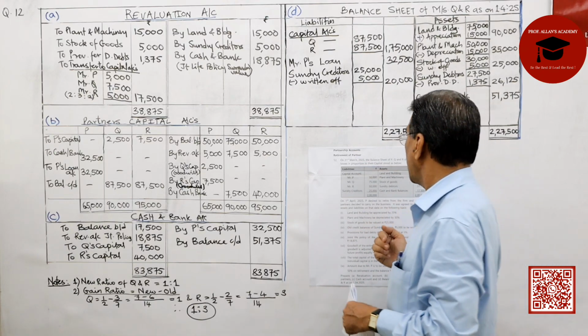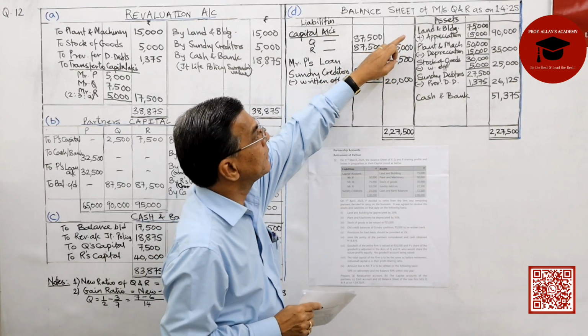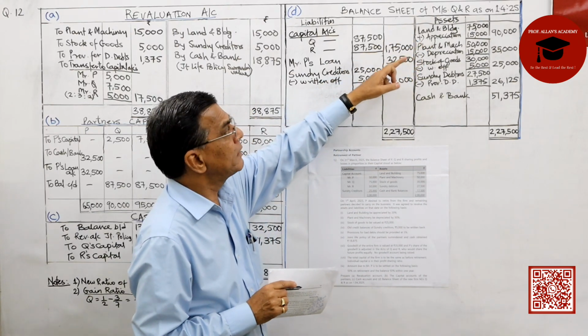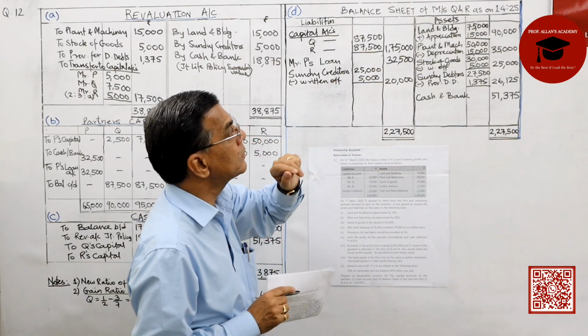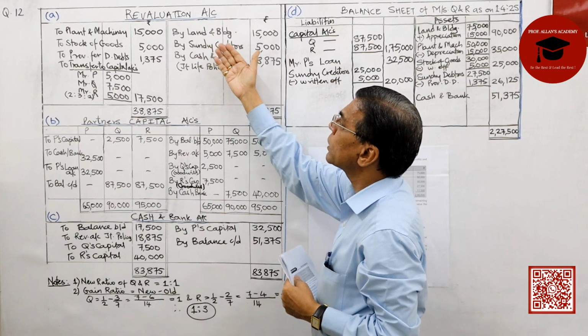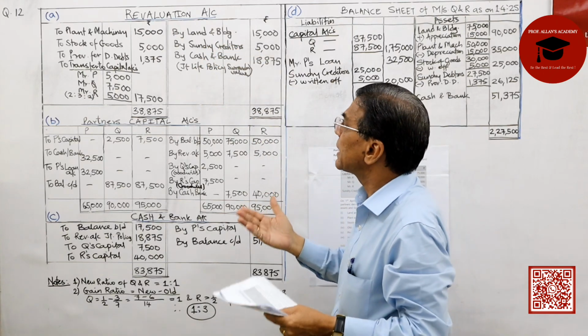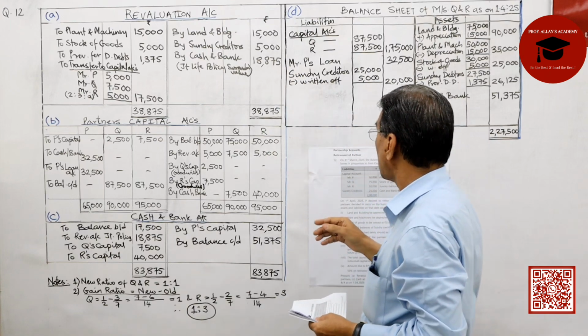1. Land and building will be appreciated by 20%. So land and building is 75,000. 20% appreciation will be 15,000. So this appreciation will go in the revaluation account because it is appreciating, it's a gain. Therefore, it will come to the credit of revaluation, 15,000.